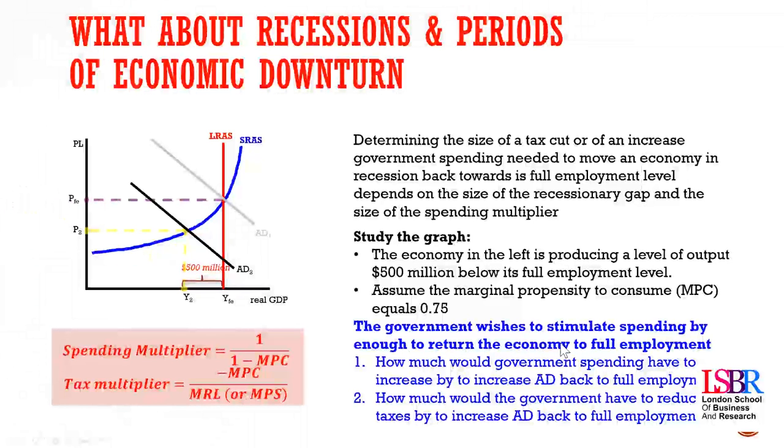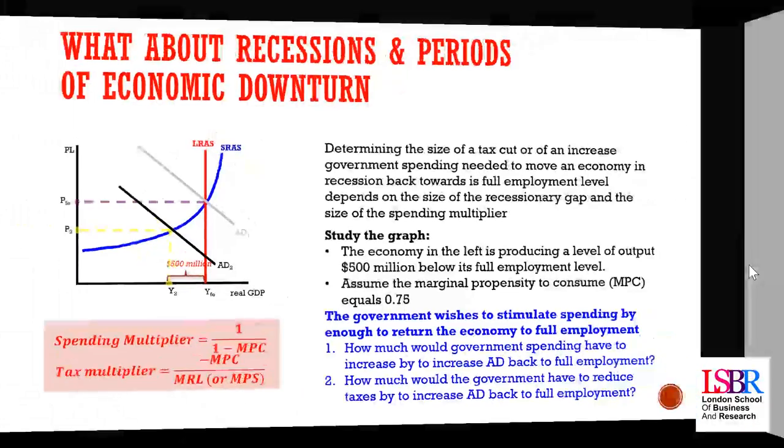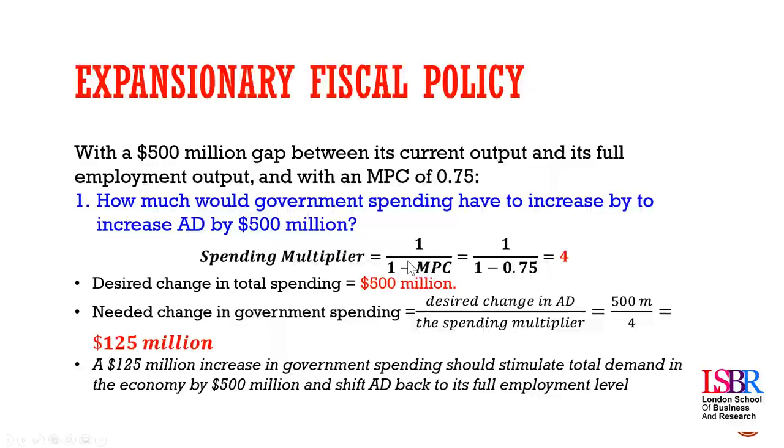So if the government wishes to stimulate spending by returning enough to the economy to full employment, how much would they have to spend? Here is how you would do that, okay? The spending multiplier would be 1 over 1 takeaway 0.75, which means 4. So for every $1 spent by the government, 4 more are spent in the economy.